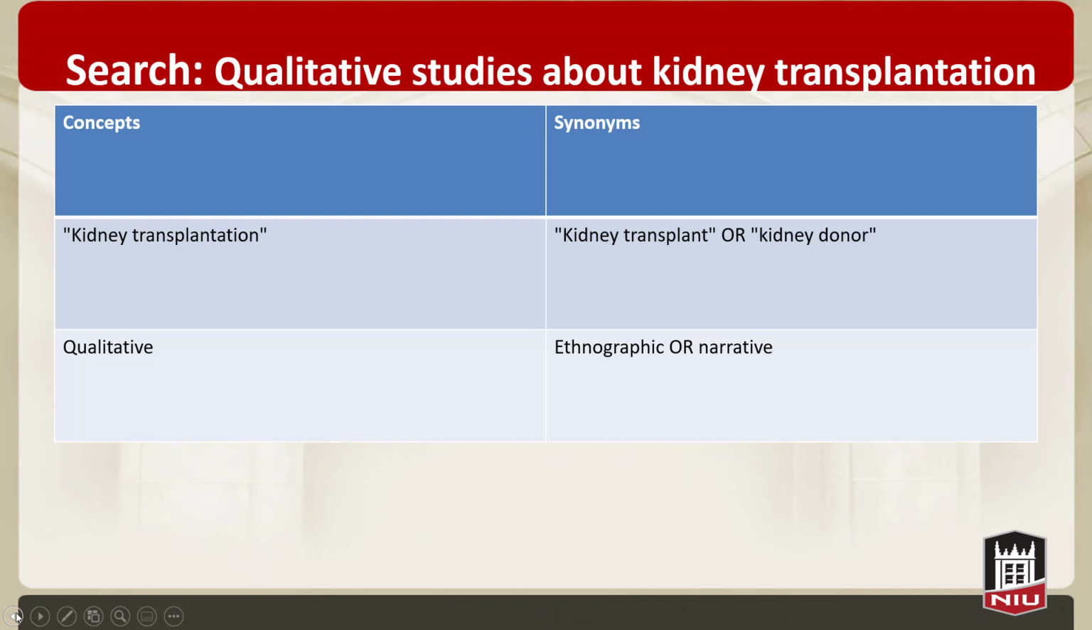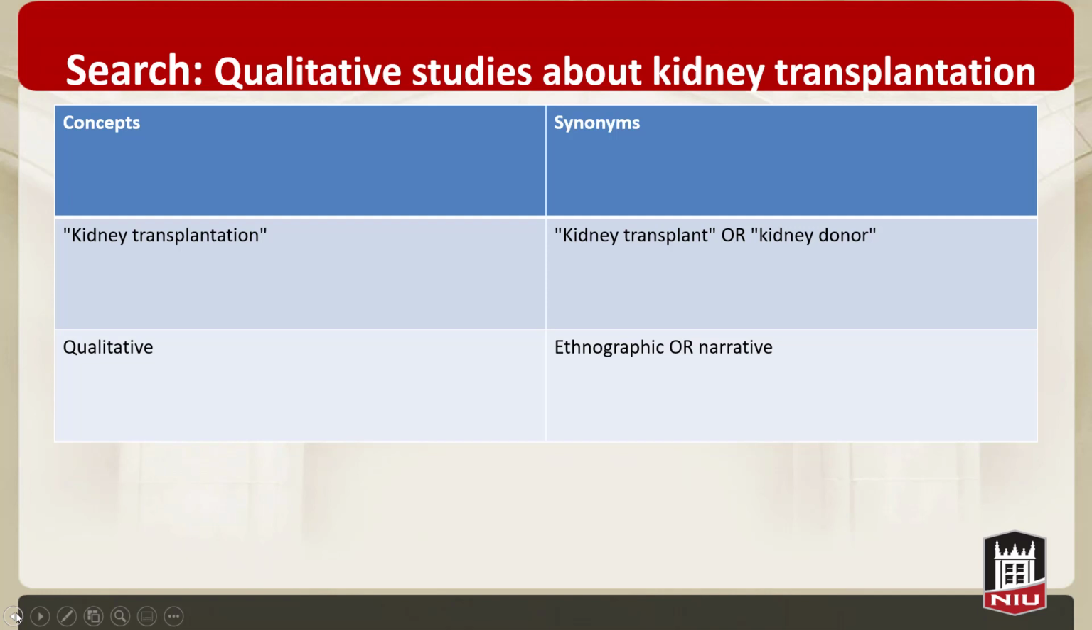The concept of qualitative study, however, is slightly more difficult. I often use subcategories when I don't have an exact synonym. In this case, I've added ethnographic and narrative. Each are examples of a qualitative study. The more terms you use for a concept, the more results you get.